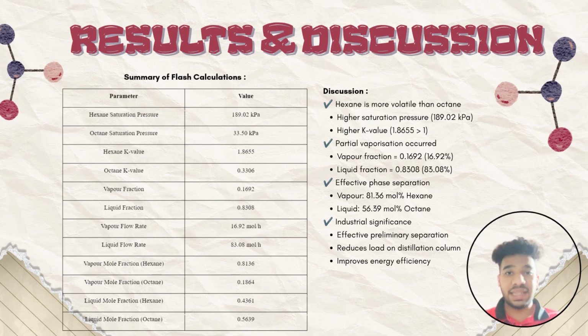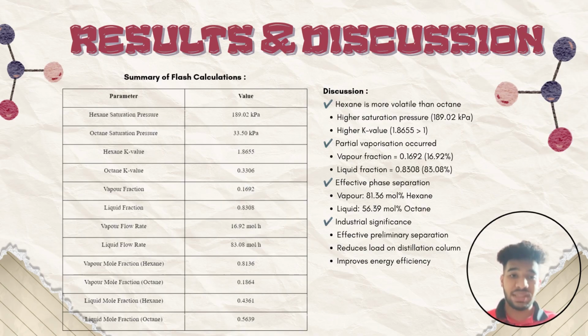I will now discuss the results obtained from the flash separation calculation. Based on the calculated results, the flash separator successfully separates the hexane-octane mixture according to the difference in volatility between the two components. Hexane has a higher saturation pressure and equilibrium constant than octane, making it the more volatile component. As a result, hexane vaporizes more readily and becomes concentrated in the vapor phase, while octane remains predominantly in the liquid phase.